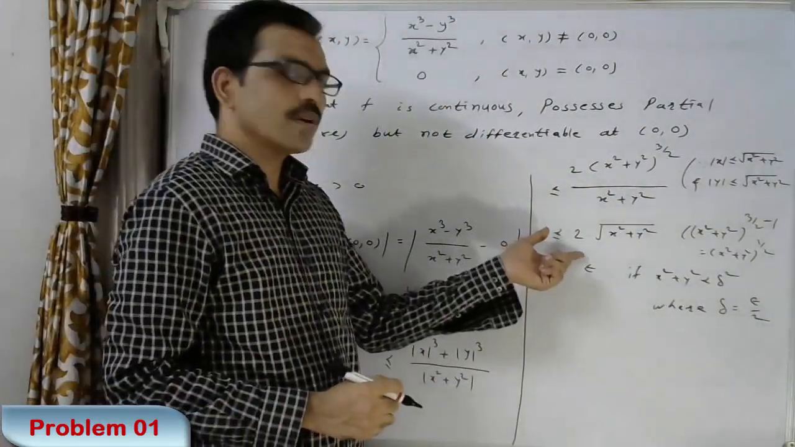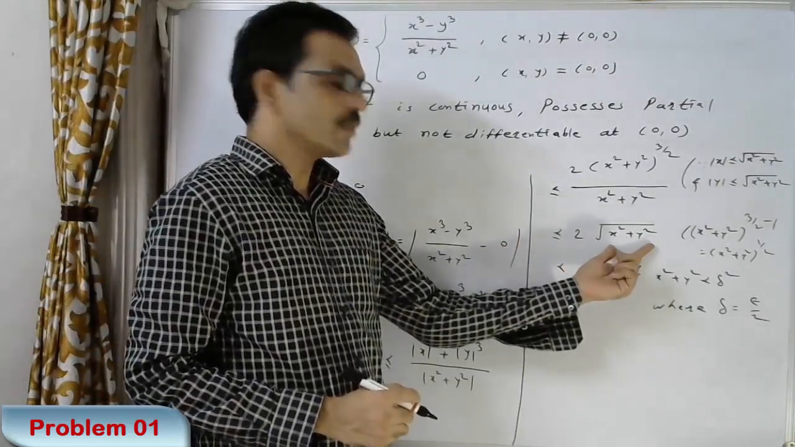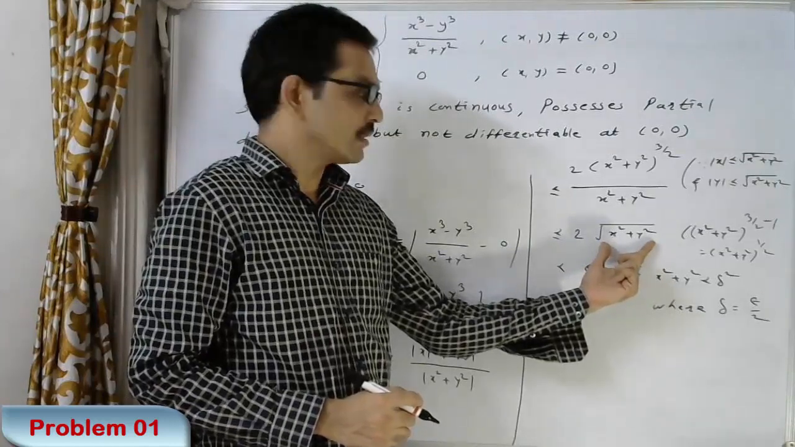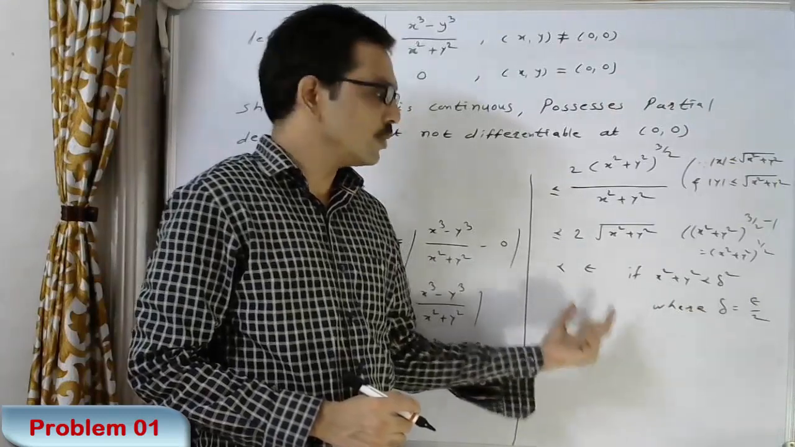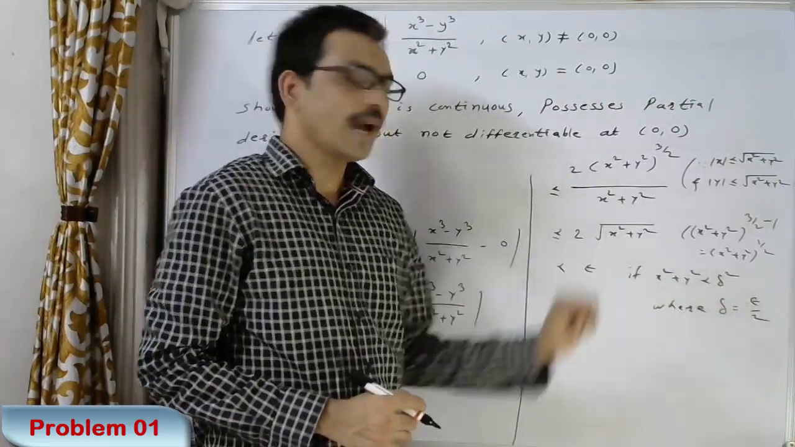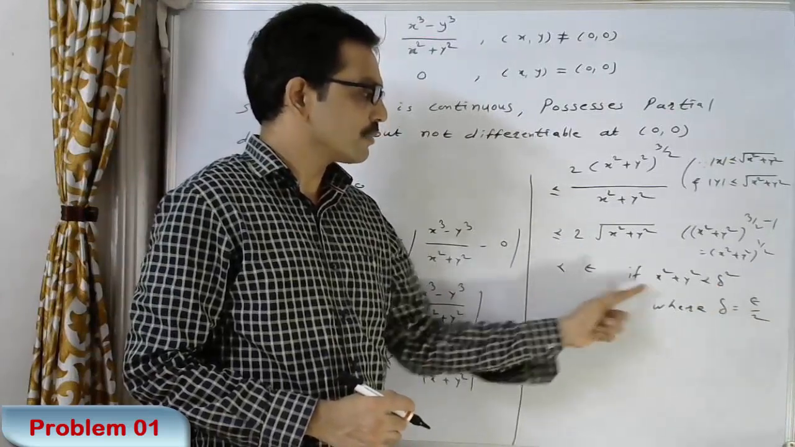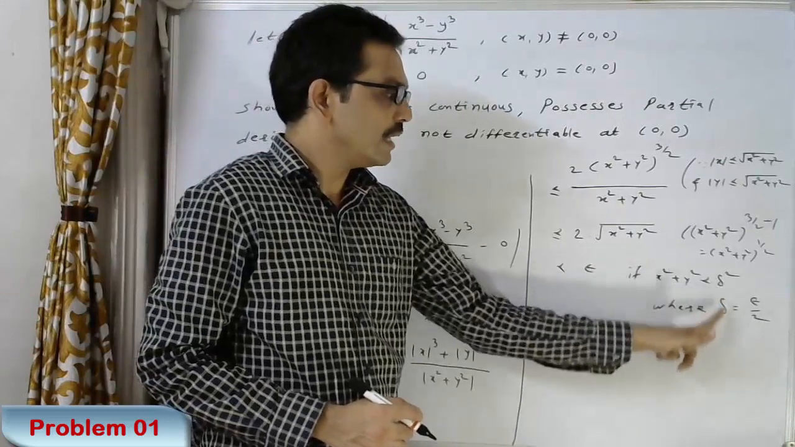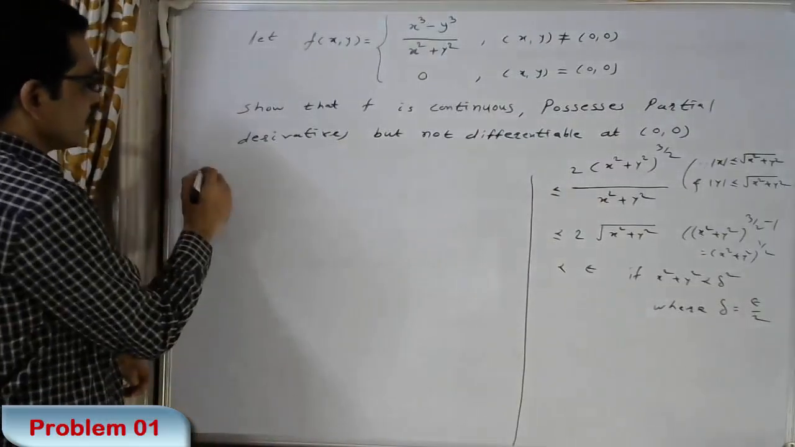This one is less than or equal to 2 times the square root of x square plus y square. But by the definition, the square root of x square plus y square is less than del. Therefore, we choose 2 del equal to epsilon. Therefore, this one is less than epsilon if x square plus y square is less than del square, where del is equal to epsilon by 2.